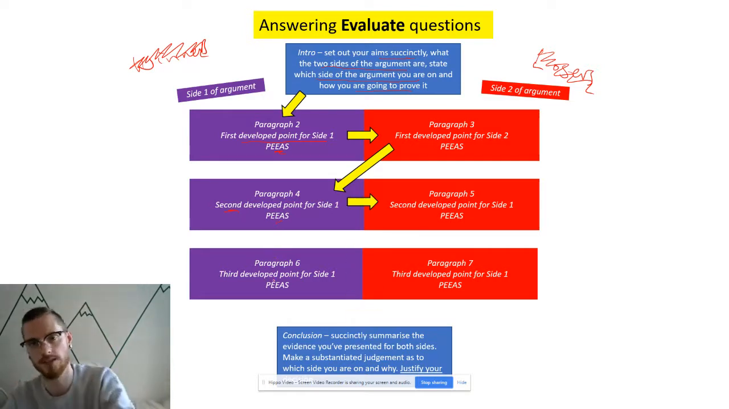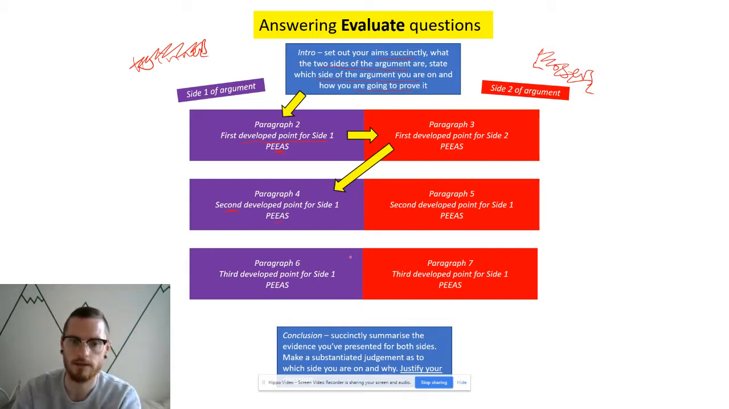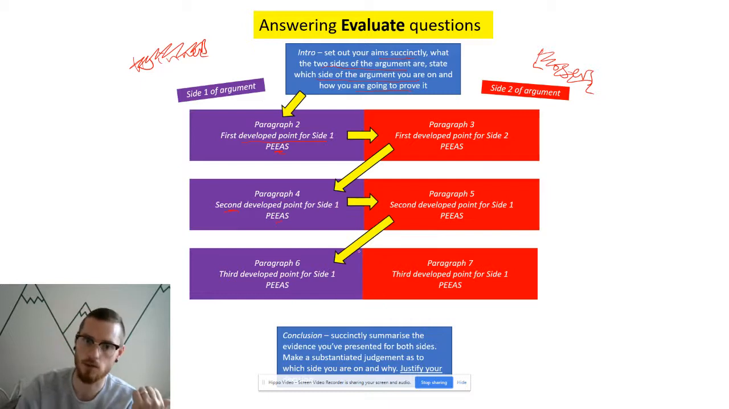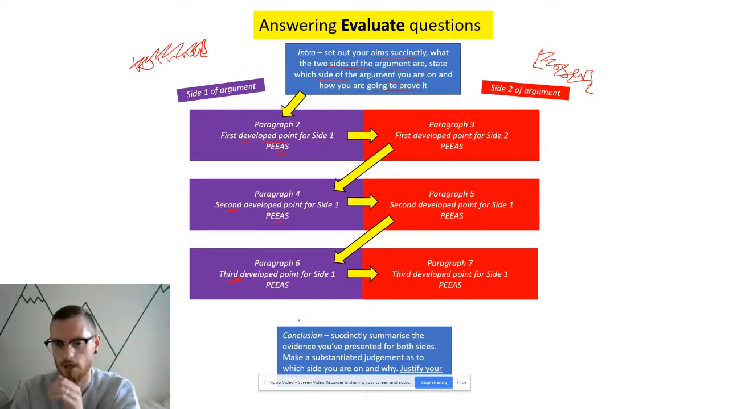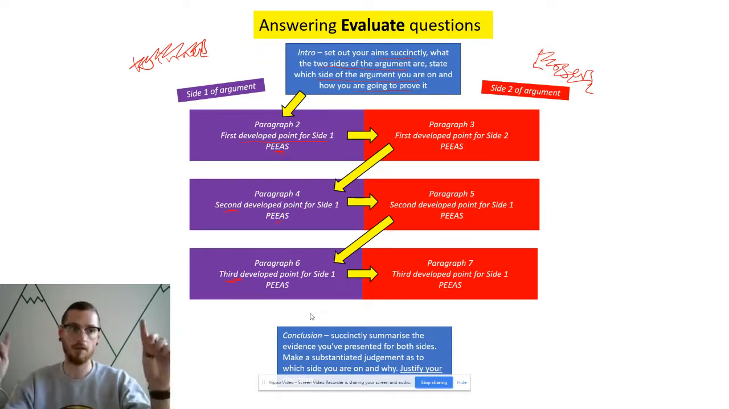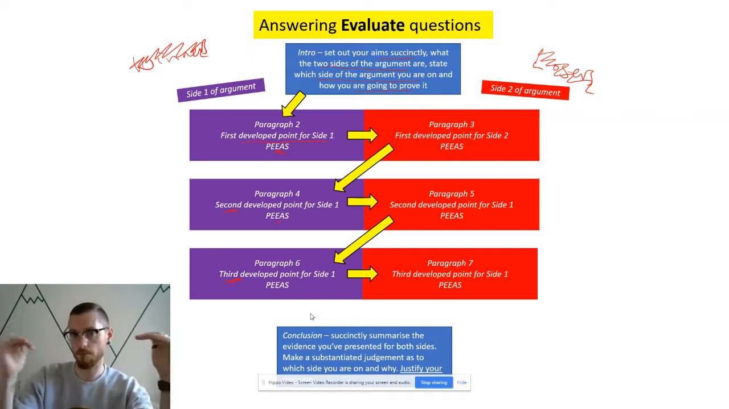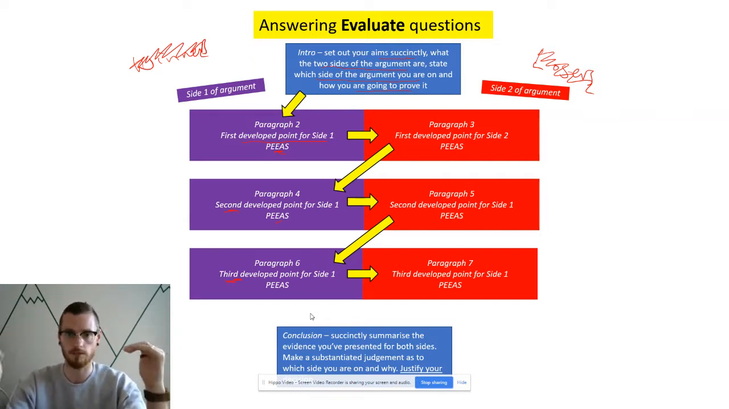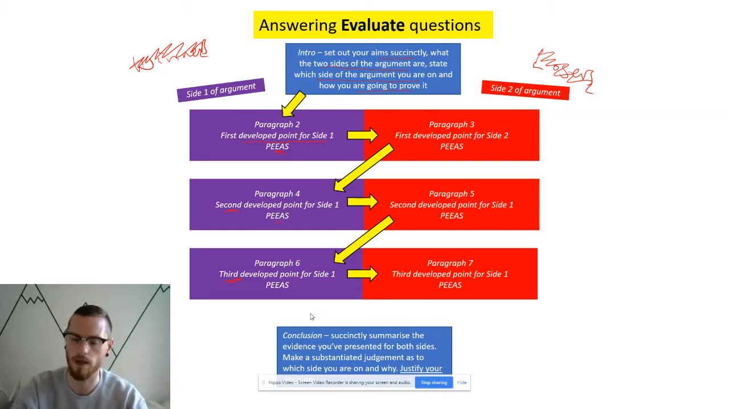And then you're going back to the other side of the argument for their second developed point, and then we're going to come back over to paragraph 6, which is the third developed point for side 1, and then back to the other side of the argument for their third developed point. So it's side 1 point 1, side 2 point 1, side 1 point 2, side 2 point 2, side 1 point 3, side 2 point 3. And these points that you make can compare and contrast to each other if you want. It doesn't have to be, but it could be that way.